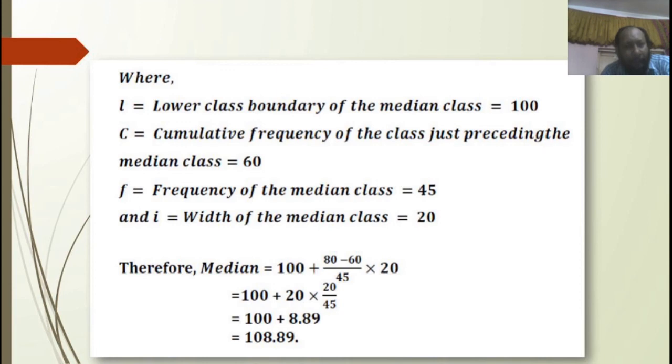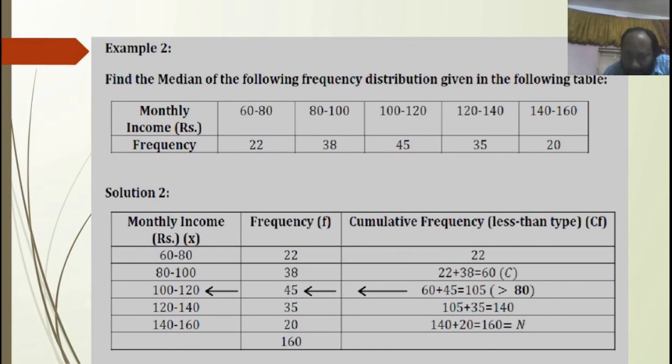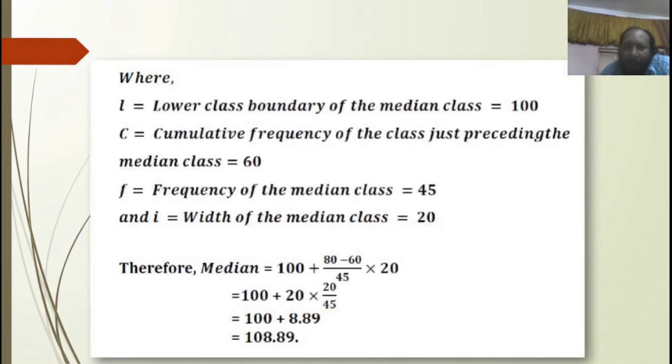Now we use the formula. What is the formula? Median is equal to L plus ((n by 2 minus C) by F) into I, where L is equal to the lower class boundary of the median class, here it is 100. C is equal to the cumulative frequency of the class just preceding the median class, here it is 60. F is equal to the frequency of the median class, which is 45. I is equal to the width of the median class, which is 20.